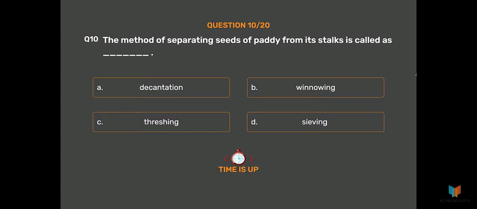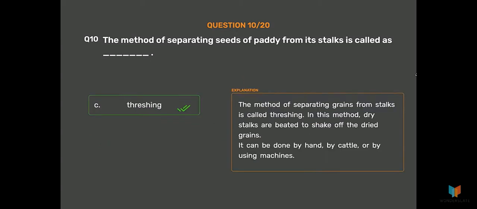The correct answer is option C. Threshing. The method of separating grains from stalks is called threshing. In this method, dry stalks are beaten to shake off the dried grains. It can be done by hand, by cattle, or by using machines.